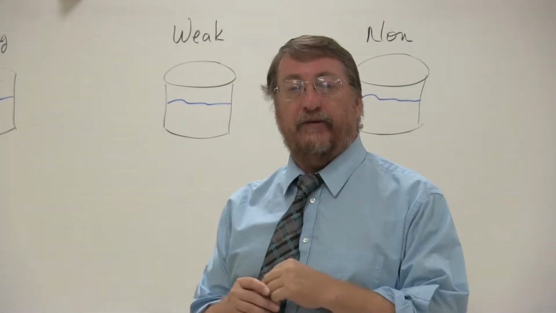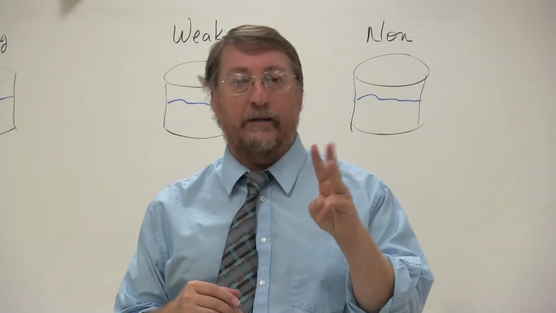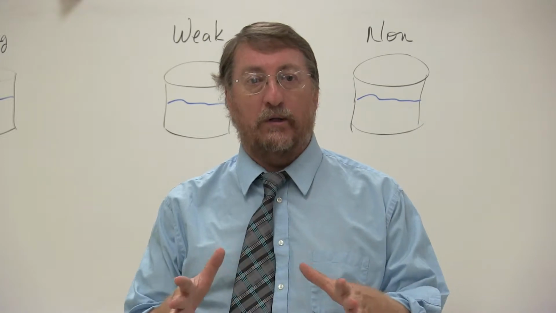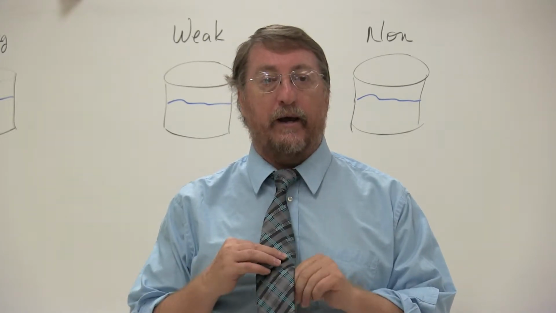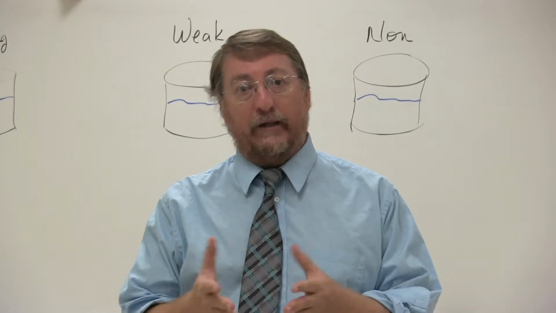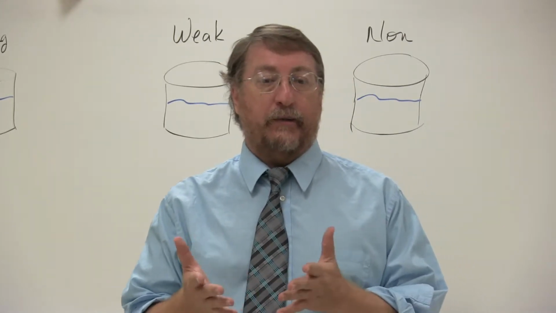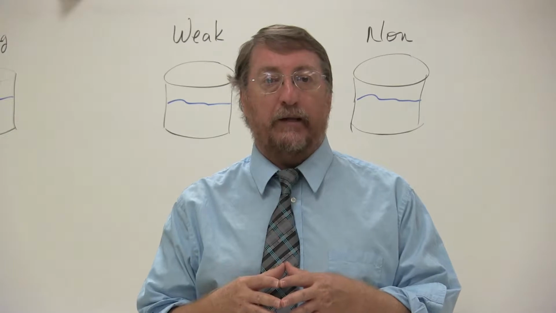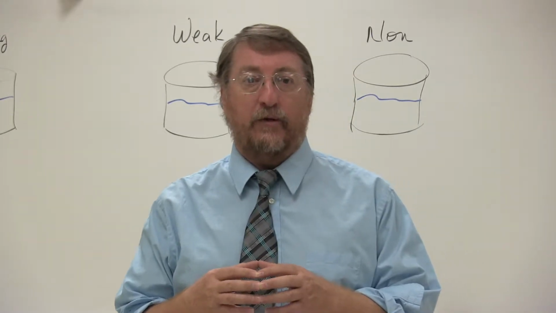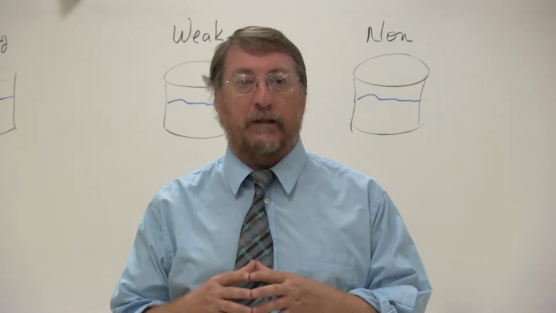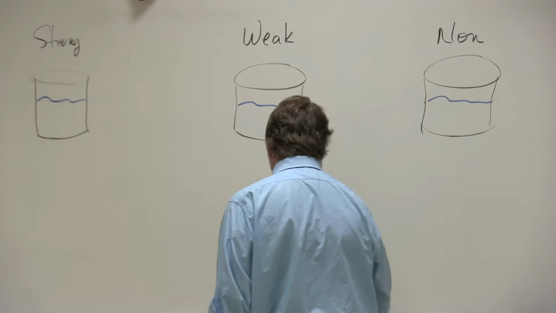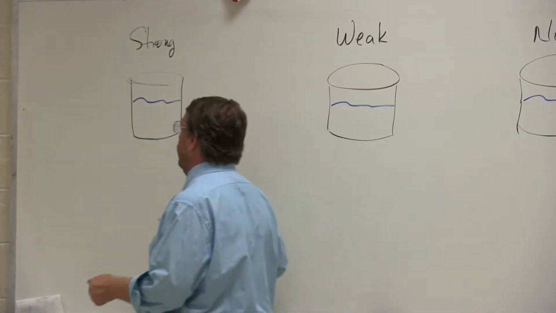There's three different types of electrolytes: strong, weak, and non-electrolytes. A strong electrolyte makes the water strongly conductive. These are going to be our ionic compounds. A weak electrolyte is going to make it weakly conductive. These are going to be things like weak acids, weak bases. And then our non-electrolytes are not going to change the conductivity of water at all. These are typically going to be molecular compounds. Okay? So let's look at what happens with a strong electrolyte.